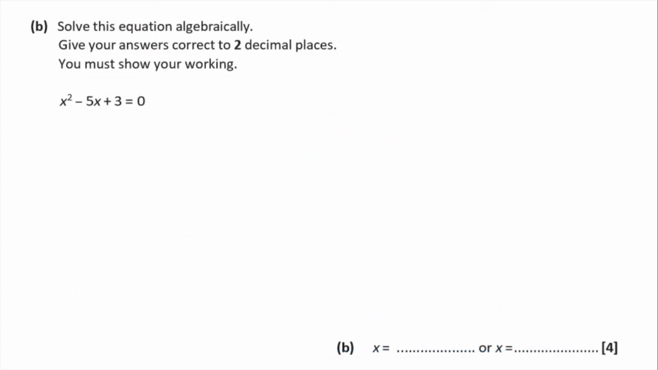Part B says solve this equation algebraically. Give your answer correct to 2 decimal places. You must show your working. Okay, so because it's telling me I need to do it correct to 2 decimal places, I'm pretty sure then it's not going to factorize. I'm going to have to use the formula to do this.